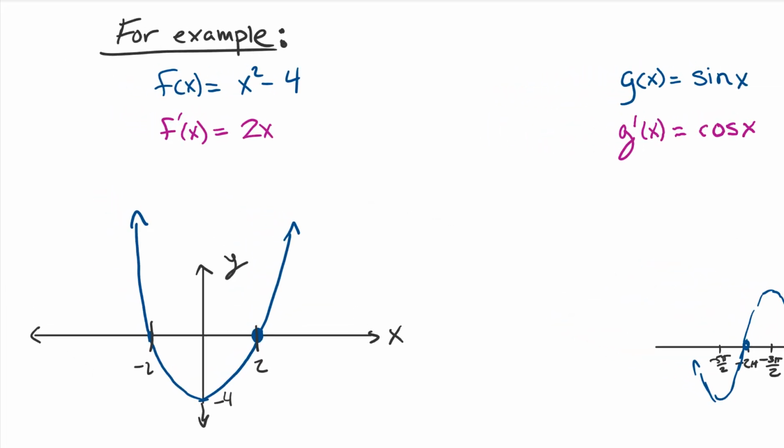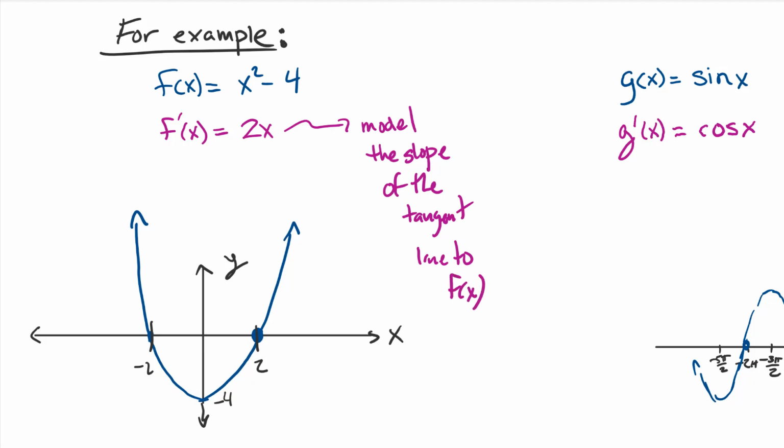So here is our function. f of x is equal to x squared minus 4. I have it somewhat graphed. My graphic isn't great, but I think you could probably read it. Now here's how a derivative function works. This is going to model the slope of the tangent line to f of x. It's going to show you what's up.